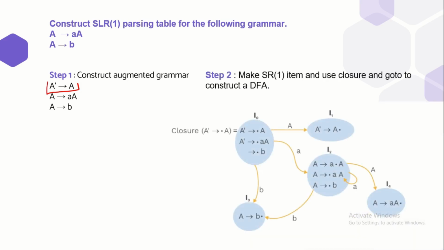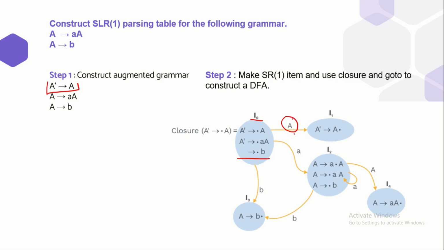The second step is to create the canonical diagram of our augmented grammar. You can see that we have created a canonical diagram of our augmented grammar. You can see that there are different states. In total we have 4 states. This is our grammar.